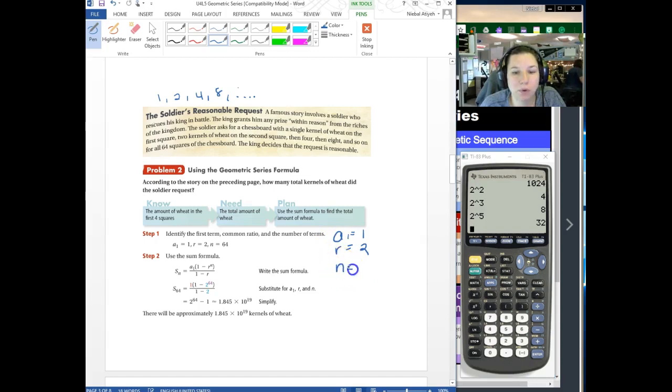And then we know that we're going up to 64 terms because he's going to do this on the 64 squares. So we have our formula here, substituting a 1 for the first term, a 64 for n, and a 2 for r, and you get 1.845 times 10 to the 19. So that's, okay, quite a very, very large number here.